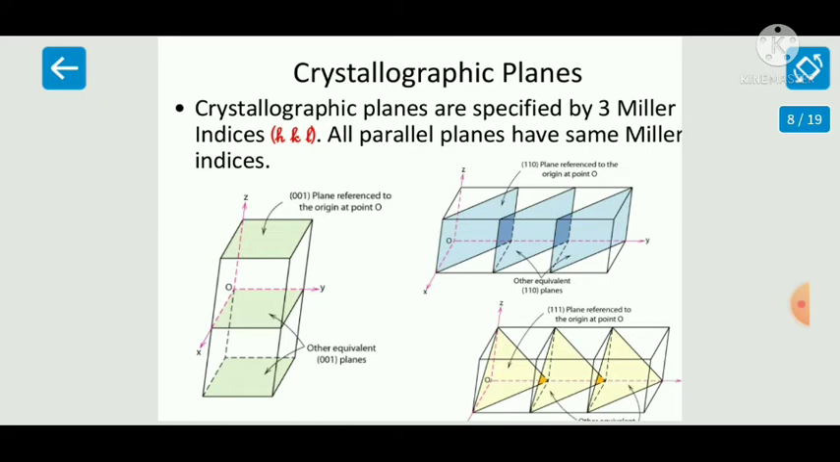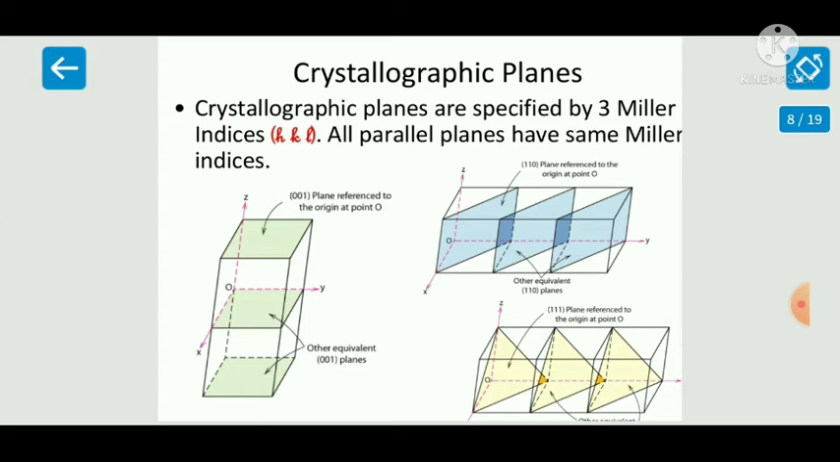See this, 1 0 0 0. This is the plane referred to this origin at the point 0. These are the three-dimensional directions of the axes: the x direction, y direction, and z direction. The plane intercepts are 0 0 1, referred to this origin point. Another equivalent plane has the same 0 0 1 direction.